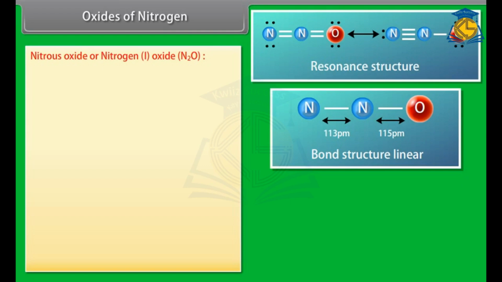Oxides of nitrogen. Nitrogen forms a number of oxides in different oxidation states. Nitrous oxide or nitrogen 1 oxide.